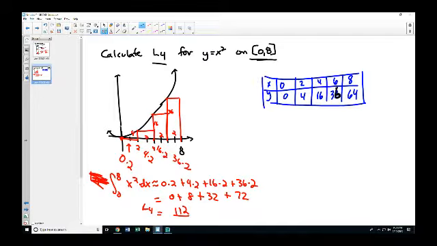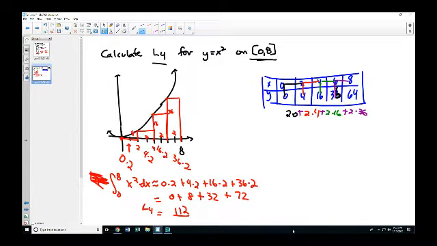Okay, how would I use that to do a left Riemann sum? How wide is this rectangle? 2. And how high? 0. So you get started on the left. So there's your height, and then your width. Okay, how wide is this rectangle, and how high? And then this one, 2 times 16 and 2 times 36. And there's your left Riemann sum.